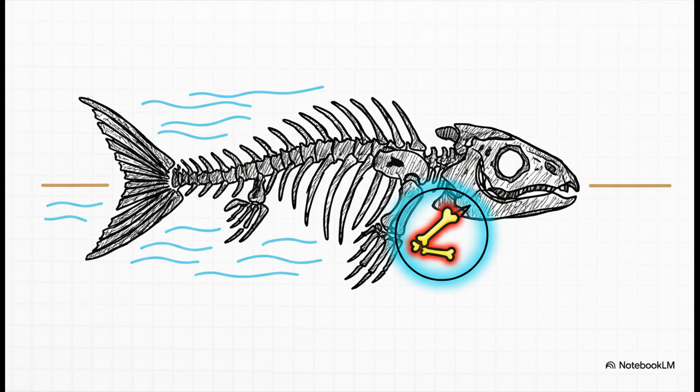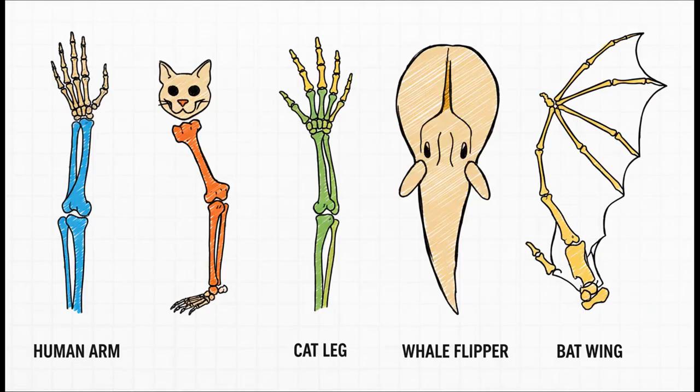It is a beautiful moment frozen in time, the moment our ancestors started to walk out of the water. And next up we have homology. That's just the study of shared structures. So check this out. A human arm, a cat's leg, a whale's flipper, a bat's wing.